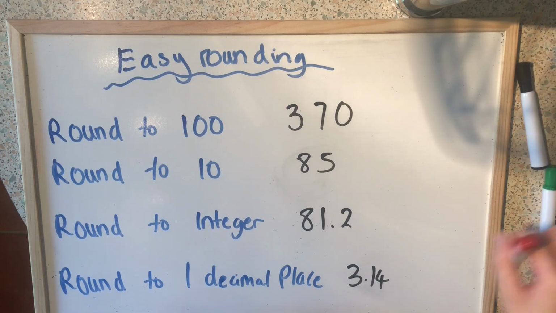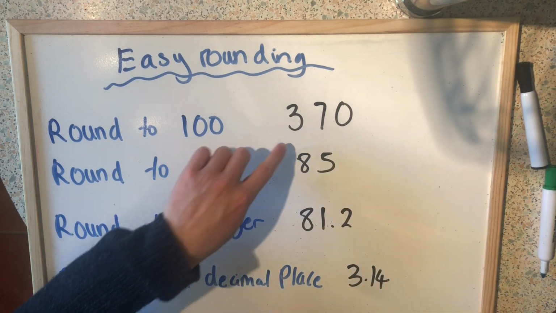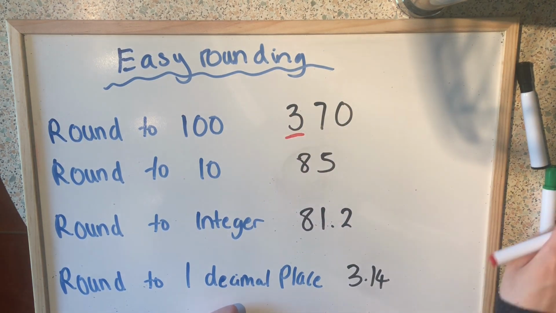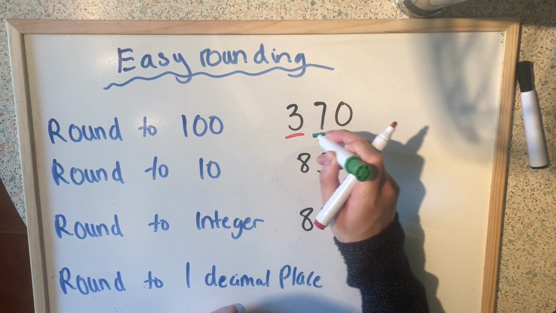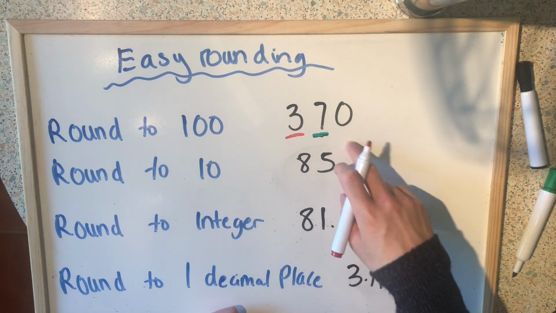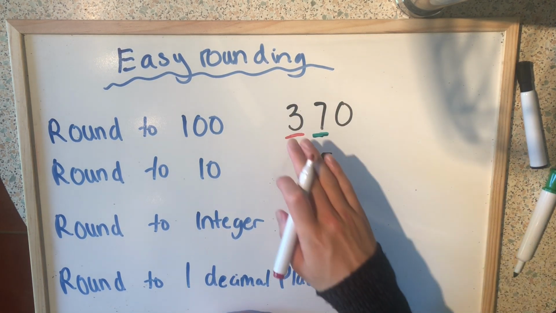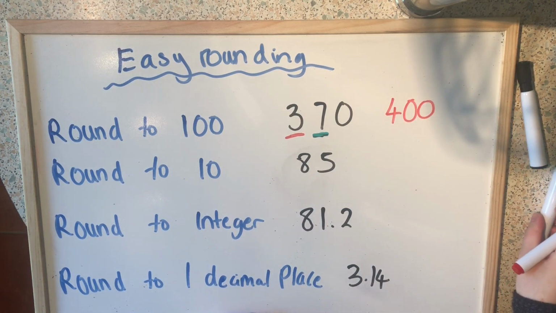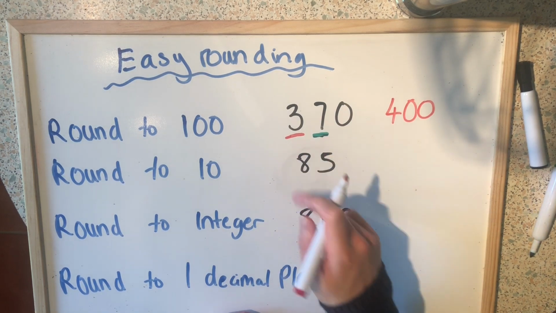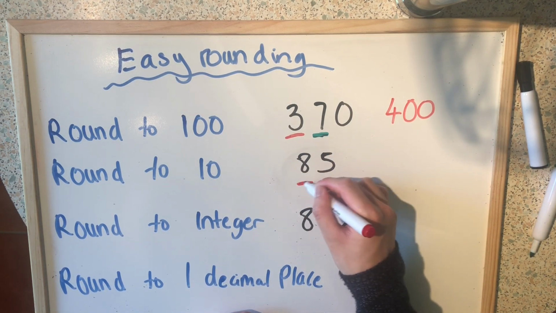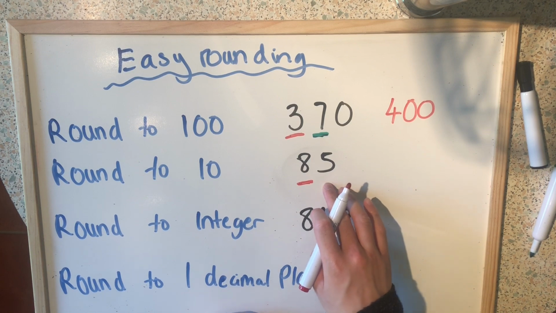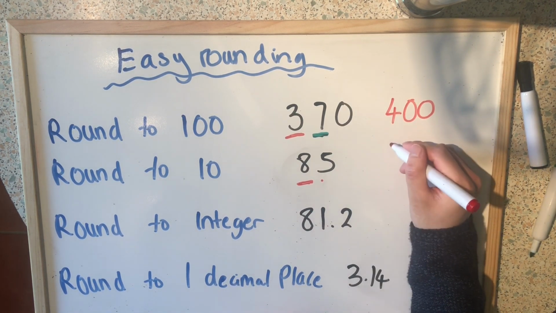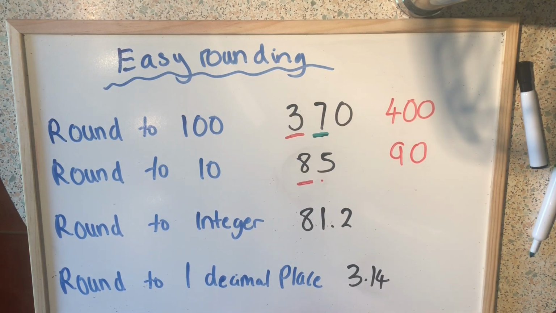Okay, so there's 370. This 3 should be our most important number. So we'll look at our next number next to that, and that's 7. And that 7 is 5 or more, so as 3 goes up, it should be 400. This 85, this is our most important number, that's our tens, and this 5 is the number after it. And 5, we always round up, so it should be 90.